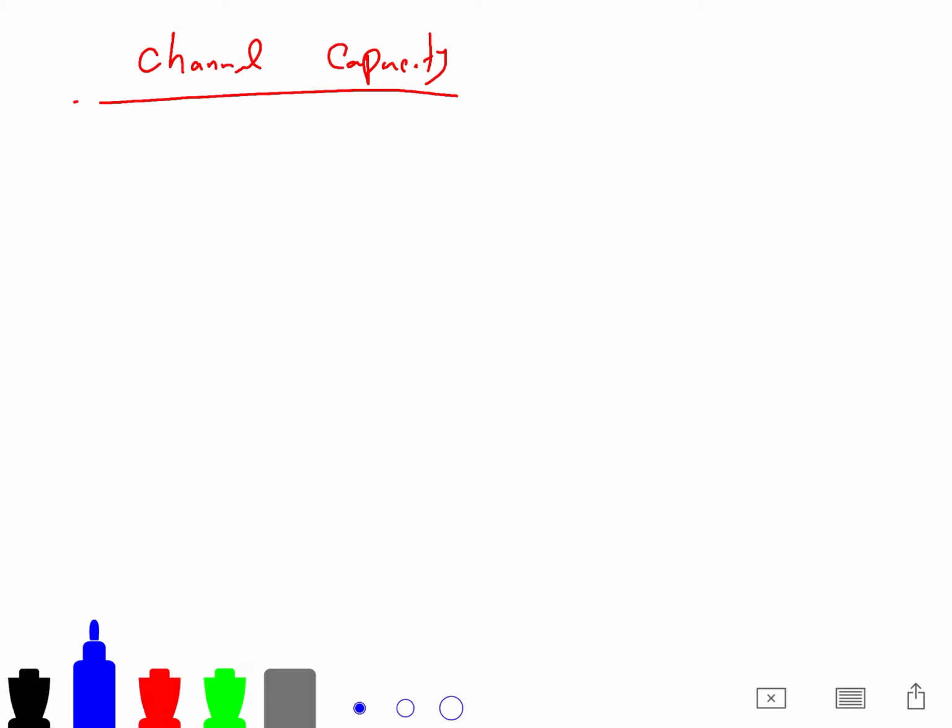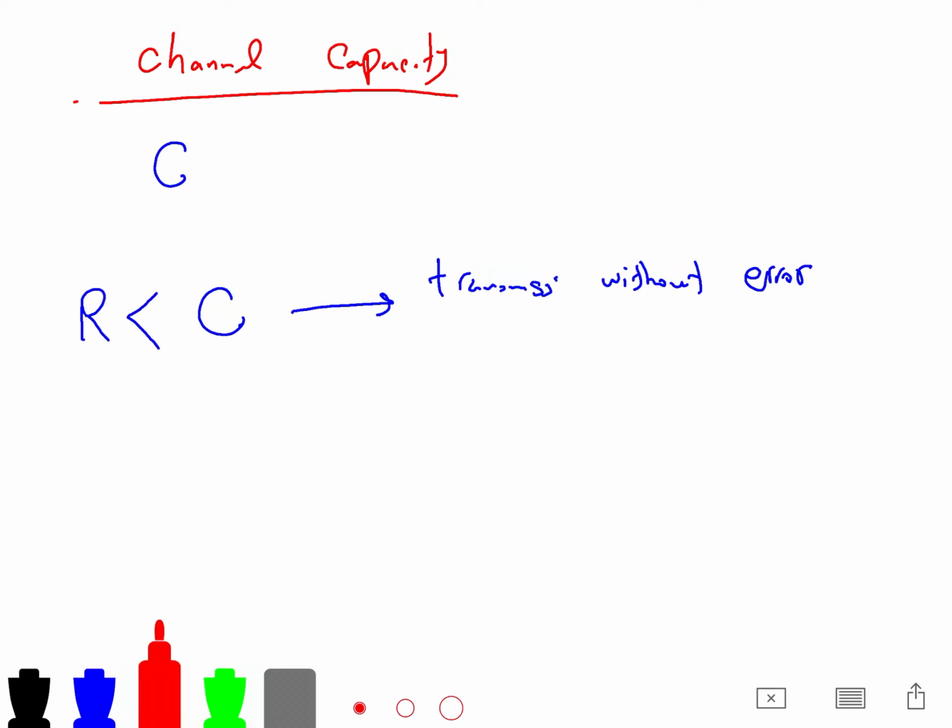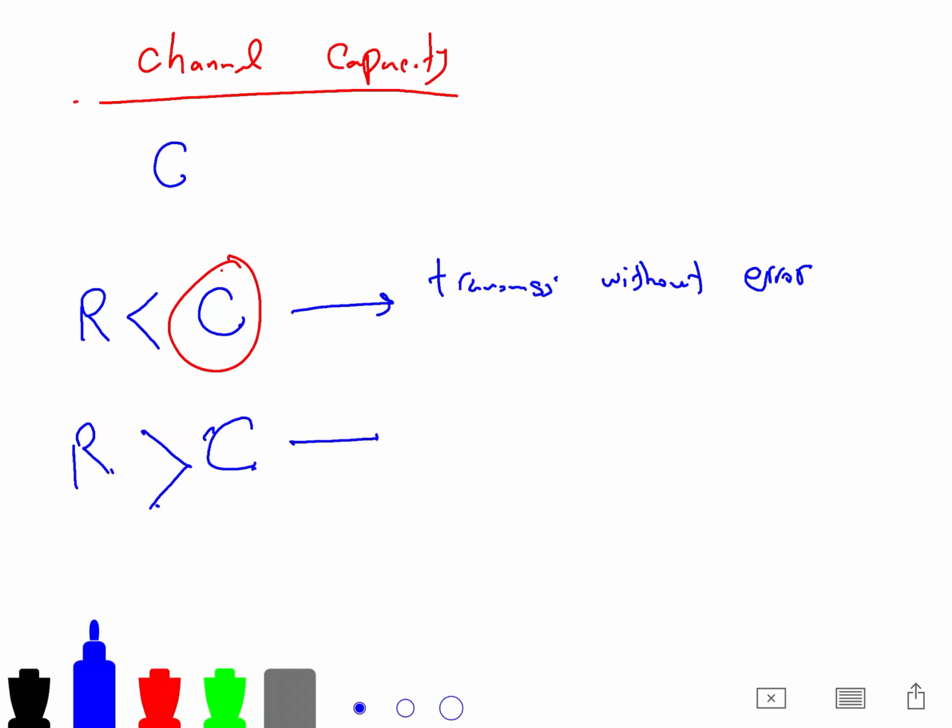So the channel capacity is the maximum rate of information from transmitter to receiver, and we denote it by C. So this is the maximum rate of information. So if your information rate R is less than C, which is the capacity, then transmission without error is possible, even in the presence of noise. Because the capacity is large enough to handle that. You can use error correcting codes or anything. But if your R, your information rate, is even larger than your capacity, then it's very bad, because error-free transmission is not possible.